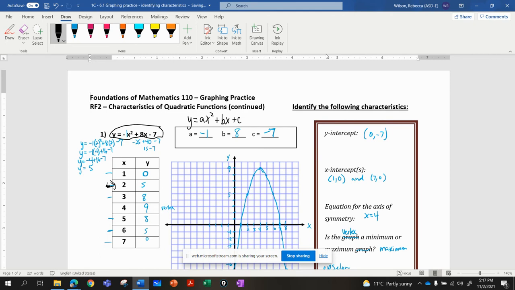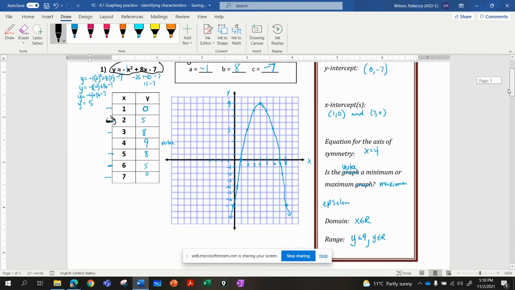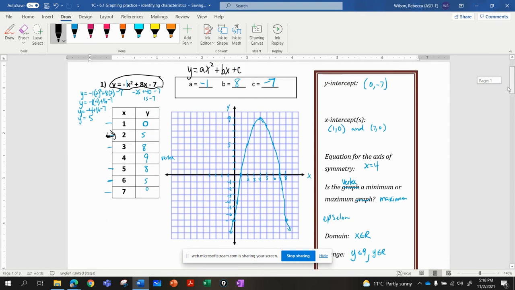Negative 1 times 4 is negative 4. And then 8 times 2 was 16 and minus 7. Negative 4 plus 16 minus 7 is 5. So when I plug 2 in, I get a y value of 5. Okay? Honestly, that is a lot of the basics. So for now, we are just graphing them with table values anyway.